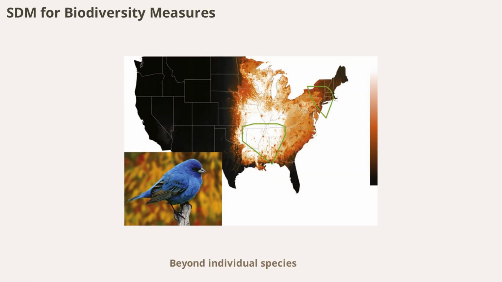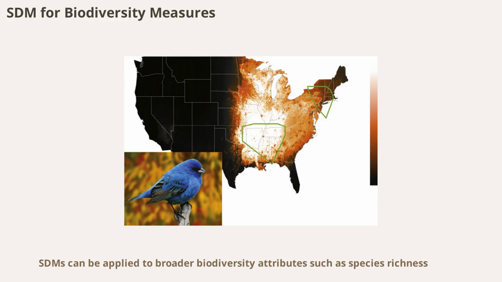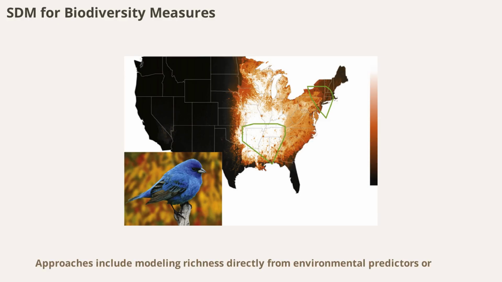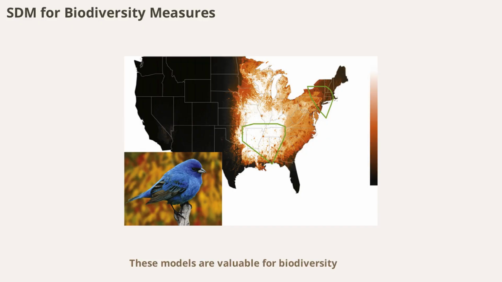Beyond individual species, SDMs can be applied to broader biodiversity attributes such as species richness, community composition, or functional group distribution. Approaches include modeling richness directly from environmental predictors or stacking individual SDMs to estimate richness per grid cell. These models are valuable for biodiversity assessment and conservation planning at multiple scales.